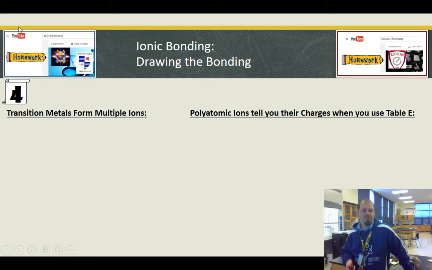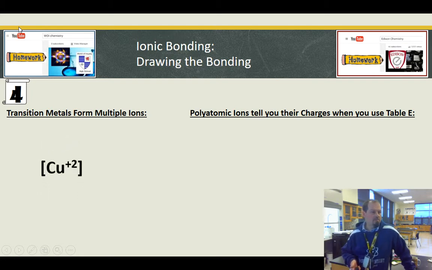Transition metals form multiple ions. Polyatomic ions tell me where the charge is using table E. Two things we're going to figure out here. Ready? Check it, watch. So copper +1 or copper +2.